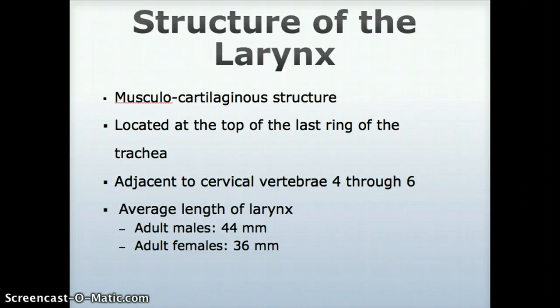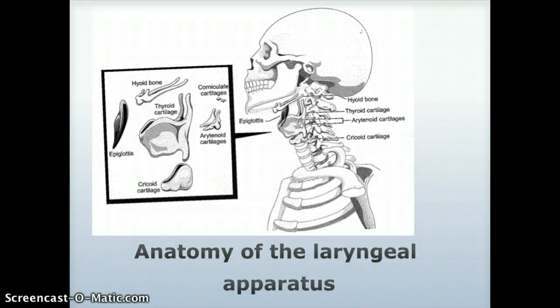So the whole larynx is located at the top of the last ring of the trachea. I'm not sure why it's called the last ring of the trachea because it seems like it would be the first ring of the trachea, but it's sitting on top of the trachea and it's adjacent to your cervical vertebrae 4 through 6. So here's a picture of the structure right in here. So from here to here is your larynx. And then this is just a broader picture of all of the cartilages that we will be discussing in detail.